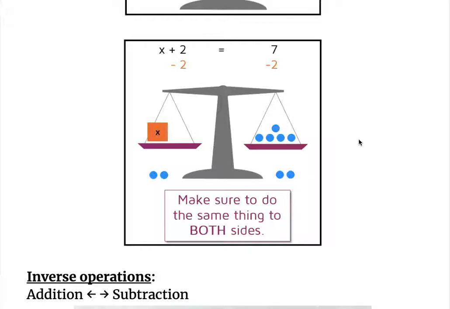So be sure you have this written in your notebook and the important term inverse operations. The opposite is what you have to do to both sides. This was x plus 2, so the opposite is to subtract 2 on both sides. Addition and subtraction are inverse or opposite operations.